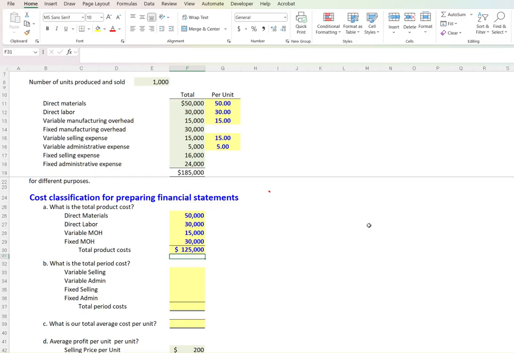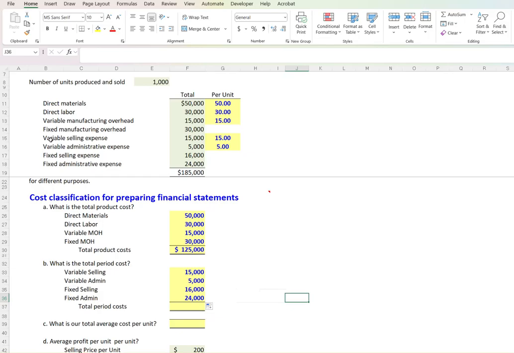But I've added up my total product costs, my period costs, that's going to be my variable selling, 15, my variable admin of 5, my fixed selling expense of 16, and my fixed admin expense of 24.